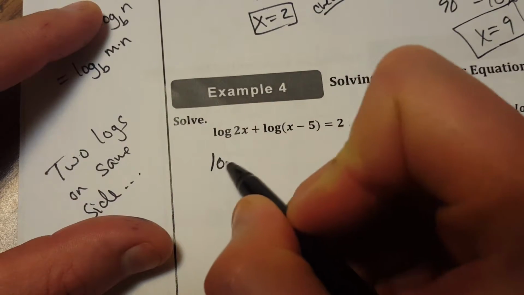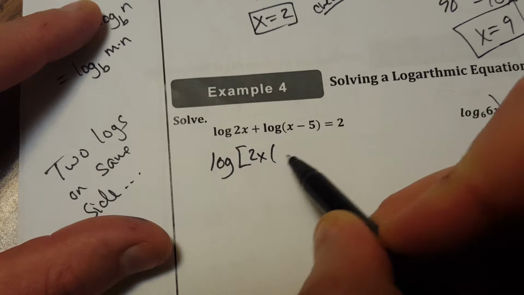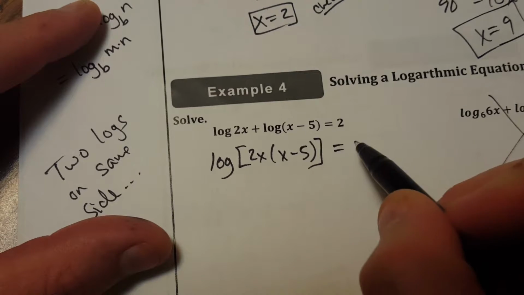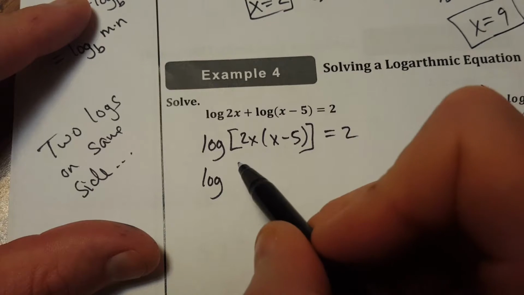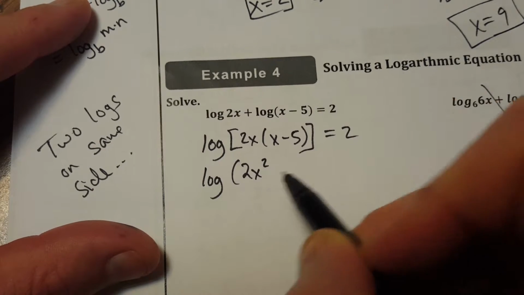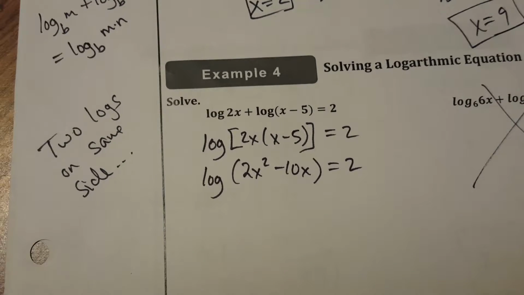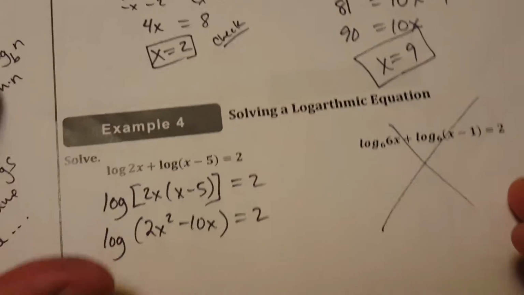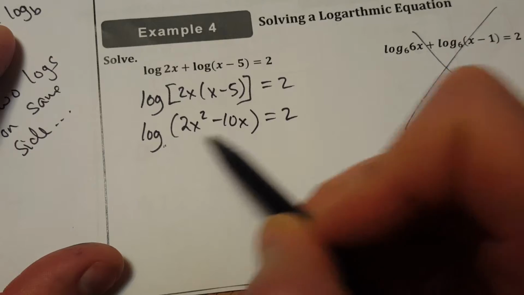So I have the log, using the product property, of 2x times x minus 5. So I'm going to multiply those together, and that equals 2. So now I have a single log. I'm going to distribute that. So I have the log base 10, or the common log, of 2x squared minus 10x, and that equals 2. So now I've got a single logarithm. So this now becomes the strategy of these two up here previously. So I'm going to rearrange it. Log base 10 of this equals 2.